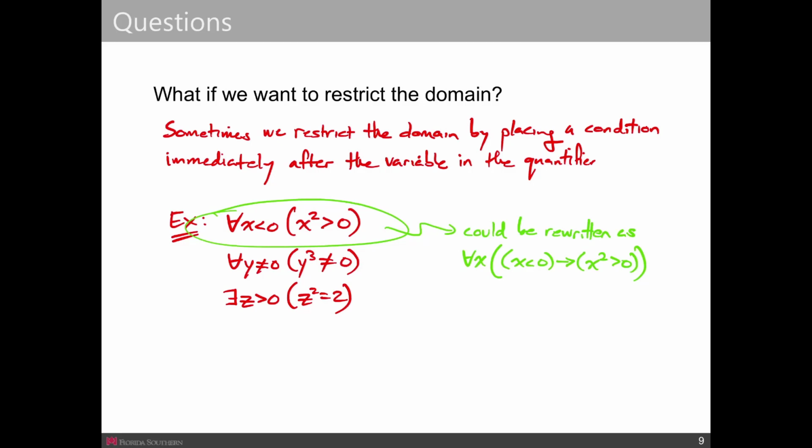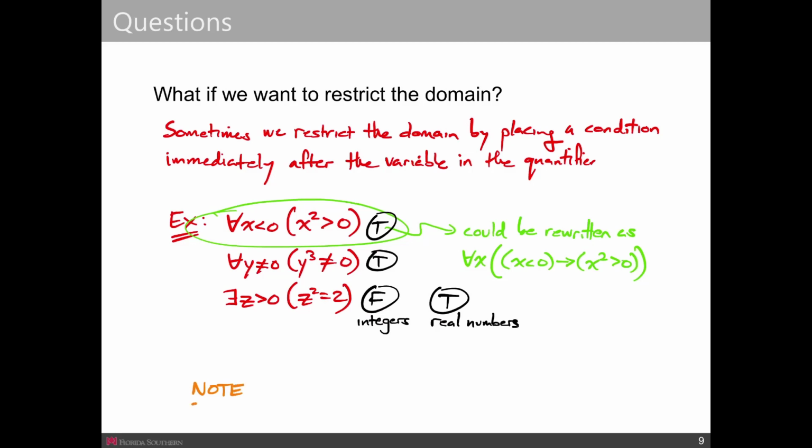Now obviously the domain will matter here, but I think in many cases each of these, I want to say, is going to be true, right? When we square a number, it's generally greater than 0. So that should be true. If y, let's say y was like an integer value, if it's not equal to 0, then the cube won't be equal to 0. That should be true. And then if z is greater than 0, is there a value of z such that z squared equals 2? If we do integers, that would be false, but it would be true for real numbers, right? The value of z that makes this true would be the square root of 2.